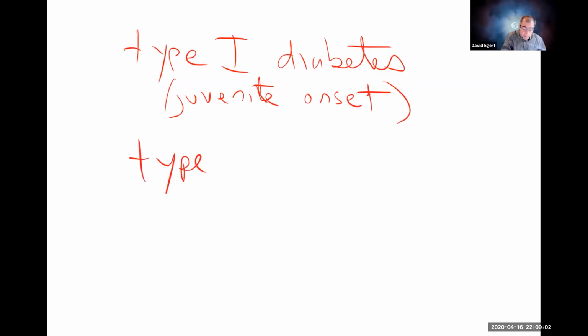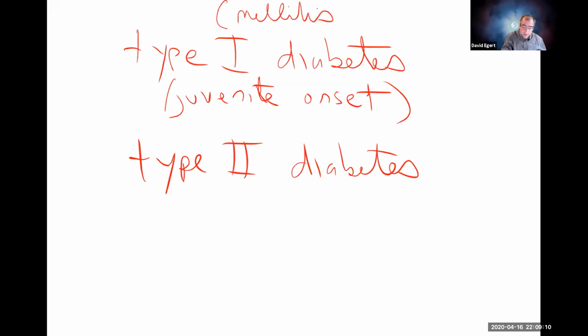Type 2 diabetes. I should say both of these are called diabetes mellitus. There is another kind of diabetes, diabetes insipidus, that we're not going to talk about now. Type 2 diabetes, sometimes called adult onset. This one's a little different. This one, your body's cells stop responding to insulin.